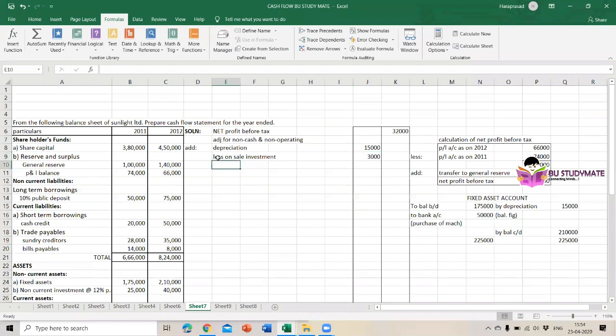Then what all things we have? In the long-term borrowings, we have 10% public deposits. So we have to give the interest to them for 1 year. So we have to write interest paid, 10% of 50,000.